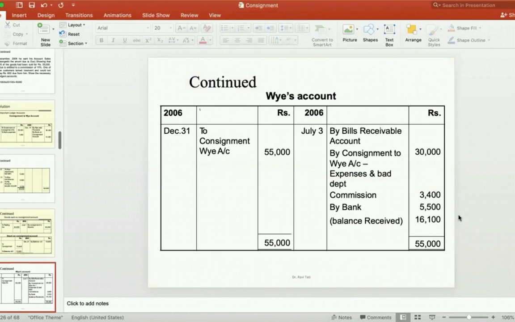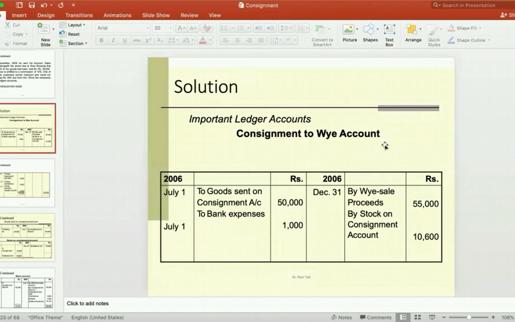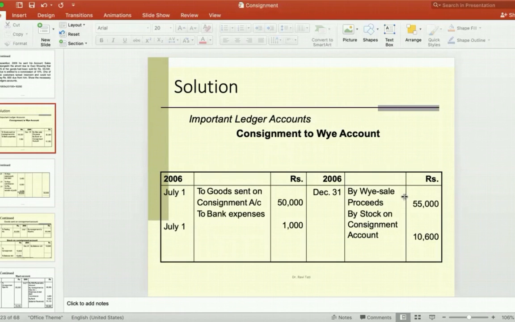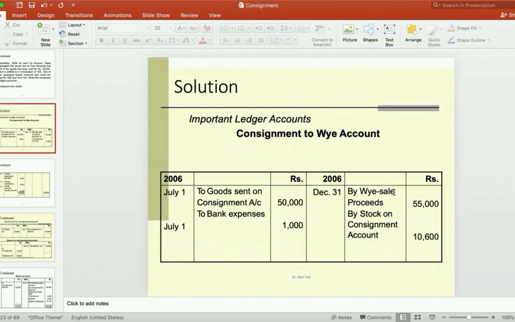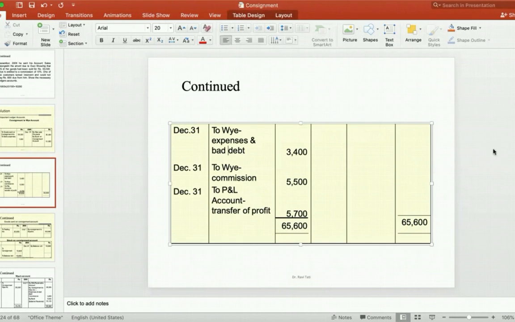So Y's account, this is the consignee's account. Consignee's account, where all you have debited. Look at this. Wherever you see Y here, this is credited, and in Y's account you will debit. Here also you see Y. If it is credited here, you debit there. If it is debited here, you credit there in Y's account.